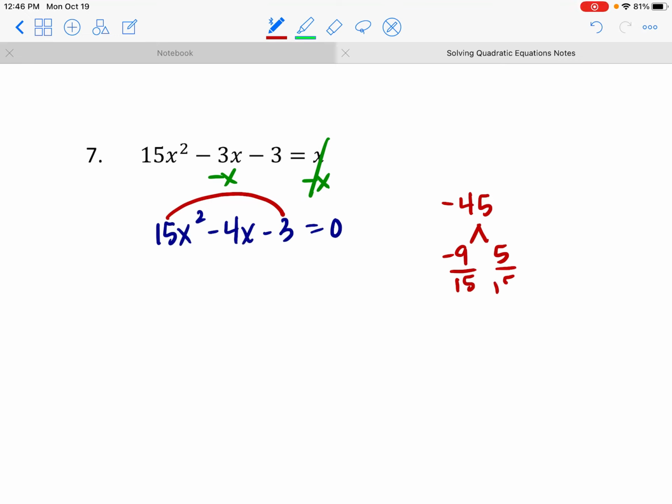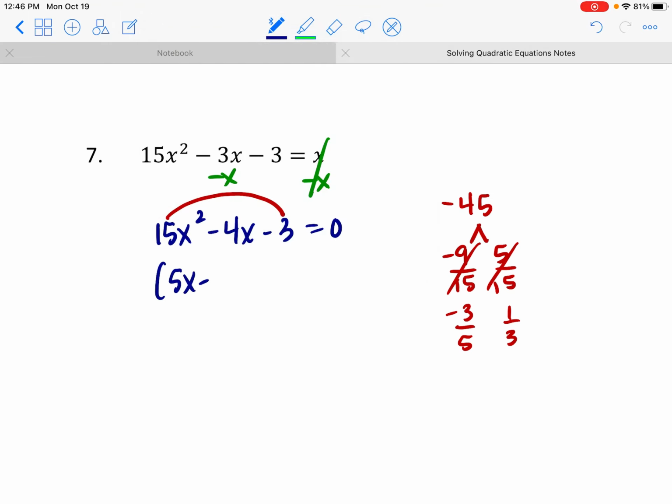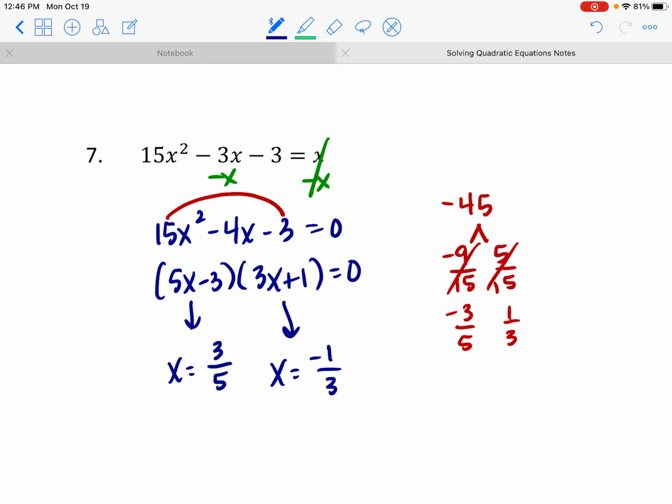And let's divide by 15. That reduces to negative 3/5. That reduces to 1/3. So this is going to factor into a 5x minus 3 and a 3x plus 1. And then my solutions, the first one, I'd add the 3 and divide 5. Plus 3 and divide 5 are my opposites. Zero that factor out. And then on the second one, a minus 1 and a divide 3. So positive 3/5 and negative 1/3 are my two solutions.